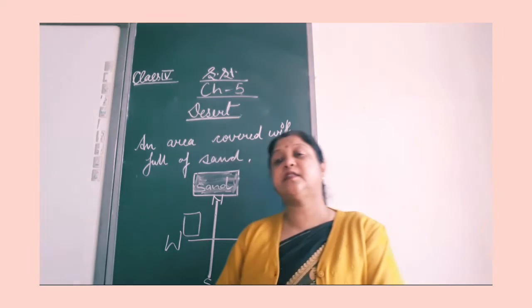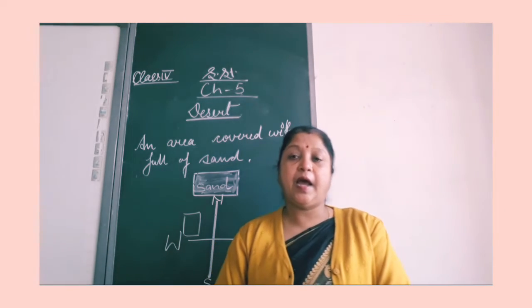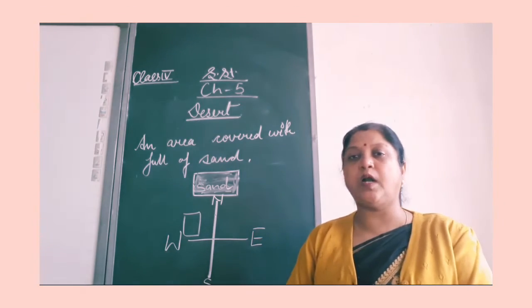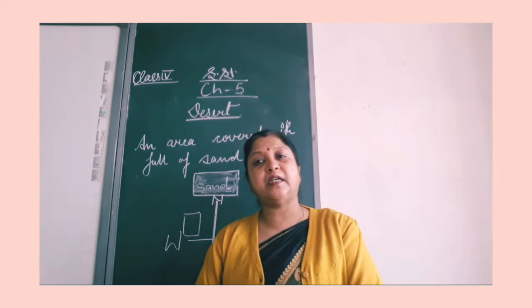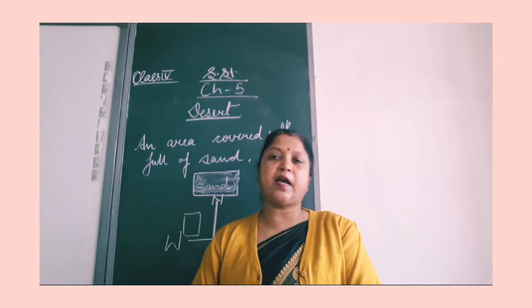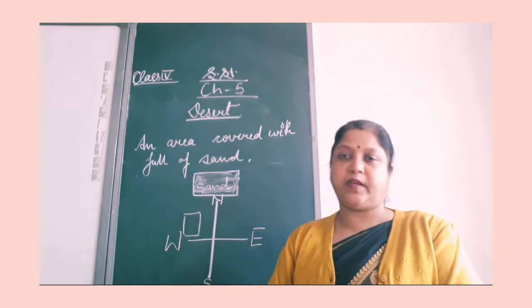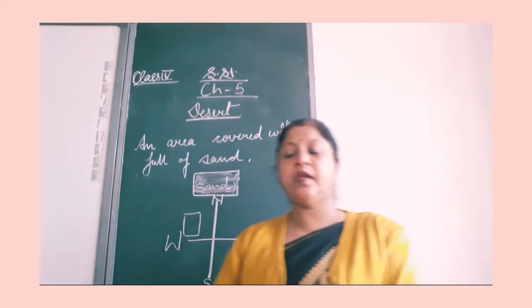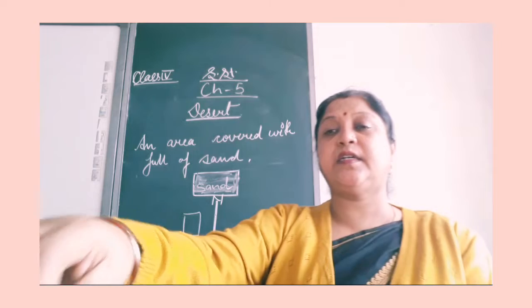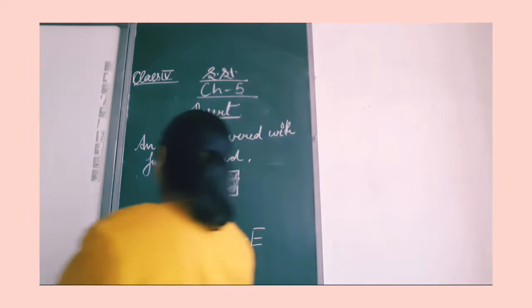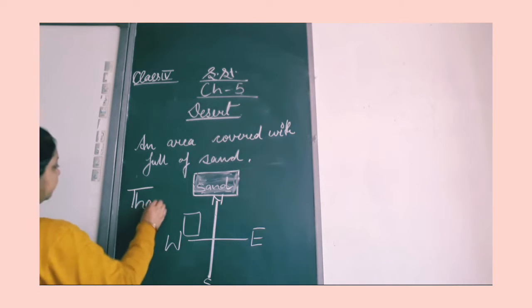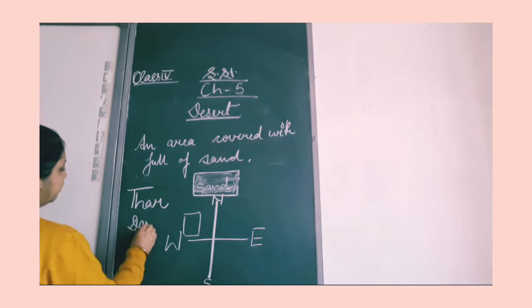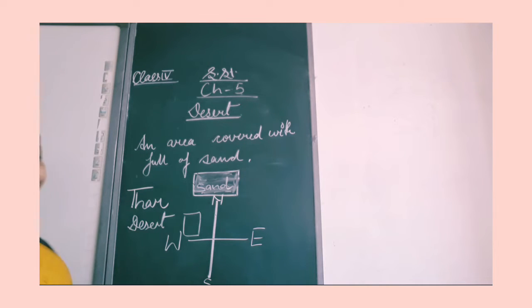Which is the largest desert in India? Thar Desert. And which is the largest desert in the world? Yes, come on, tell me. Largest desert in the world? Sahara Desert. It is in Africa. In India, the Great Indian Desert is also known as which desert? Thar Desert. Okay.